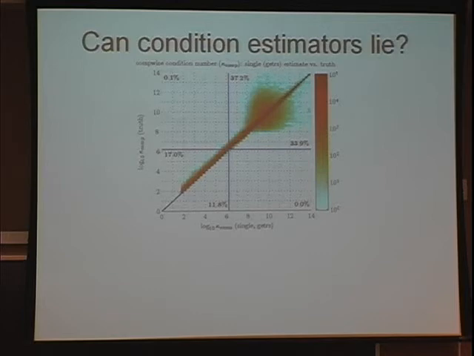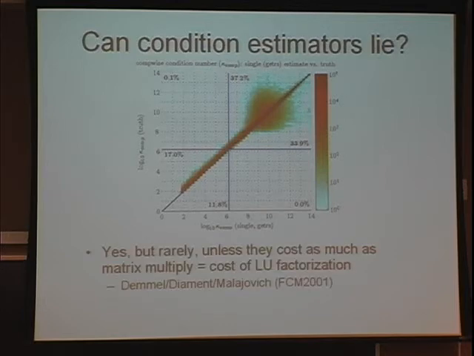Now, this actually, if I get this to work. So the answer is yes, condition estimators can lie. In fact, I have a theorem that says a condition estimator has to lie. There have to exist counterexamples to any condition estimator unless its cost is as much as matrix multiply, the same as the cost of LU factorization. It's a complexity theory result. You can provably produce a counterexample, and that's a theorem we published a few years ago. But it turns out that in practice this is not a problem because it can only lie to you when both answers are very large, which is all that we care about.